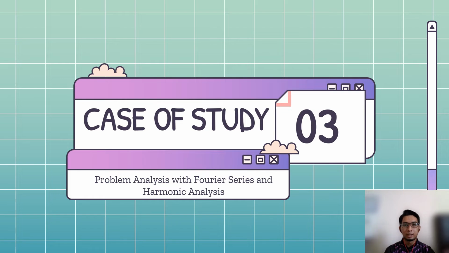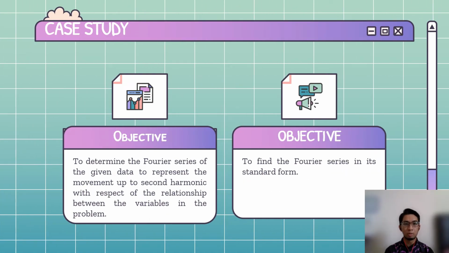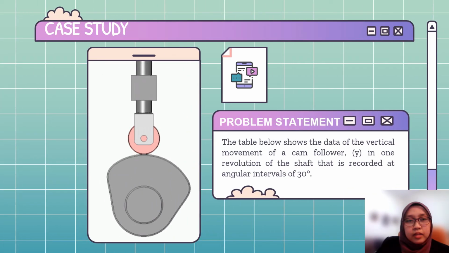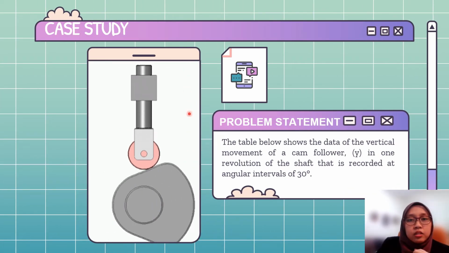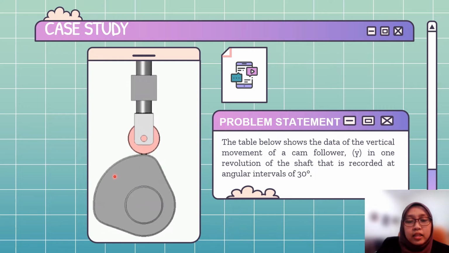So the next subtopic is the case of study about the problem analysis with Fourier series and harmonic analysis. In the case of study, our group have two objectives, which are to determine the Fourier series of the given data to represent the movement up to the second harmonic with respect to the relationship between the variables in the problem. And the second one is to find the Fourier series in its standard form. That's the problem statement. Here we analyze the relationship of vertical movement of cam follower in one revolution or rotation of 2 pi. The same interval of 30 degrees of rotation is studied. From the data given on the next slide, we find the Fourier series up to the second harmonic.